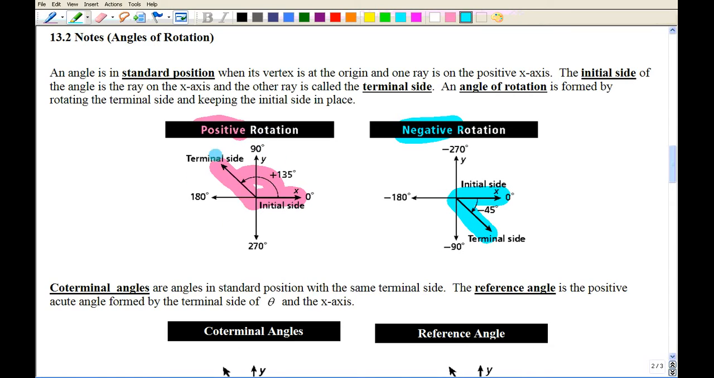The other measurements that are here are on the x and the y-axis. So you'll notice as we go around, we get to 90 degrees, and then 180, then 270. That's for positive rotation. But if you're going the other way, the first time you get a quarter of the way around, that's negative 90, then negative 180, then negative 270, and then back to negative 360 or 0.